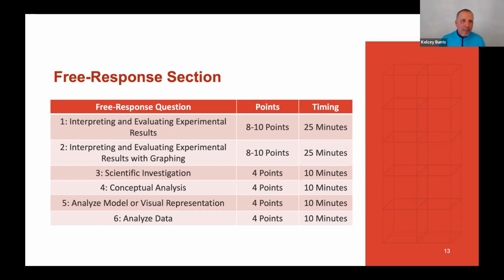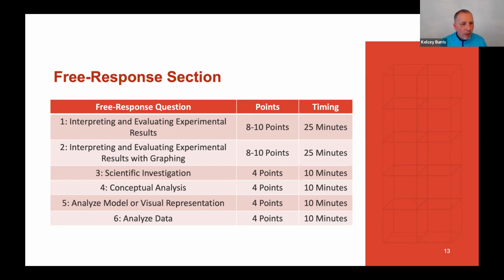The one thing that happened in 2019 on the AP exam, which was given in 2020 for the first time, is that the questions are somewhat standardized, where we know kind of what they're going to be asking in terms of science practices. So question number 1 is interpreting and evaluating experimental results. Question number 2, same thing, but with graphing. 3, scientific investigations. 4, conceptual analysis. 5, analyzing a model, and then 6, analyzing data.